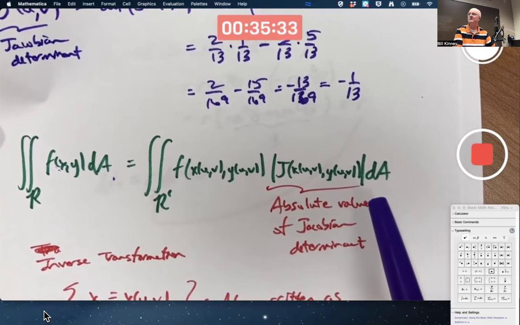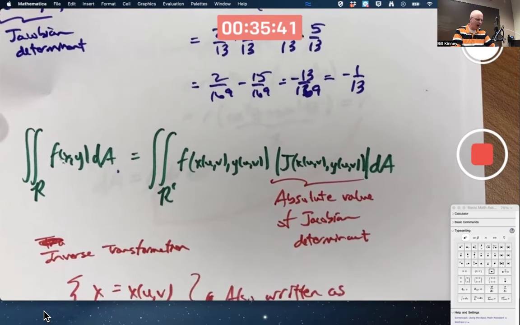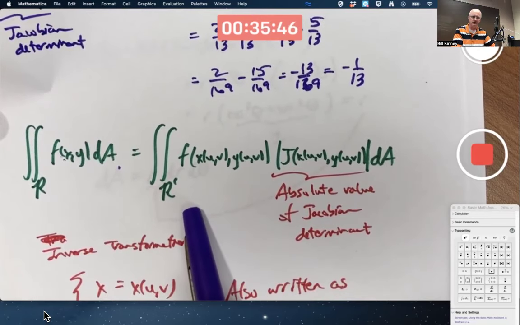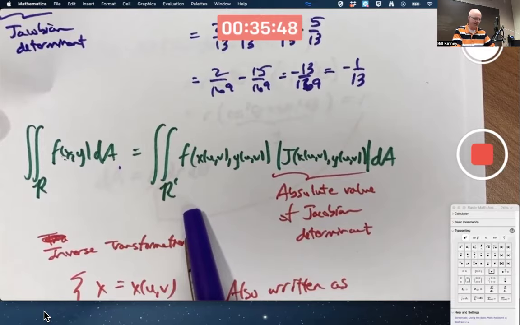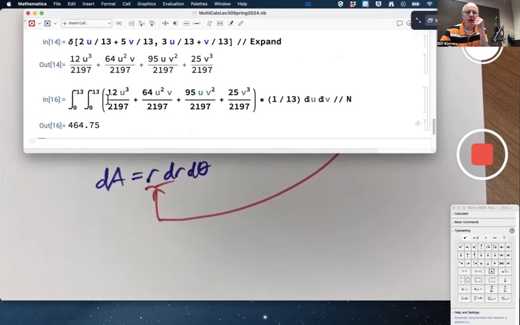And yeah. But you can confirm cylindrical and spherical still work. What is R prime? R prime is the new domain of the new variables, u and v. For our example, it was u and v both going between 0 and 13. Is there a way to understand what's going on here beyond just doing the calculation and seeing that you get the right answer?